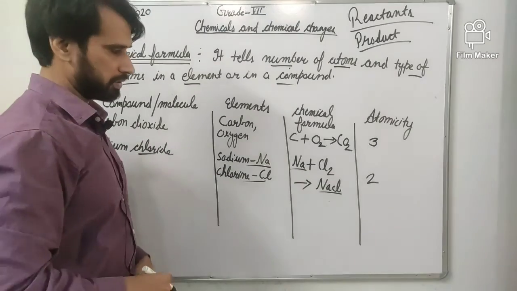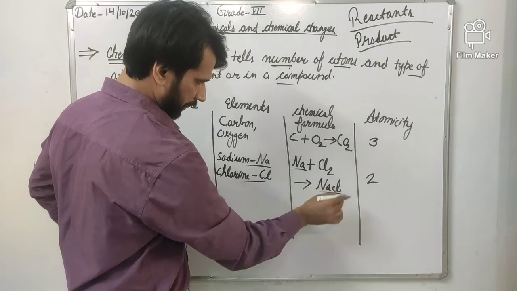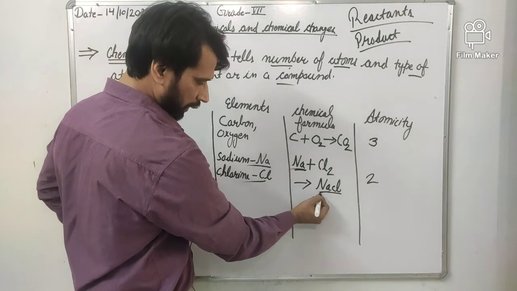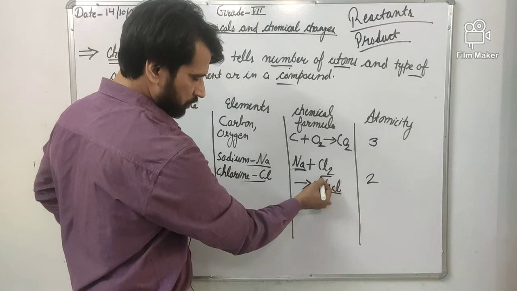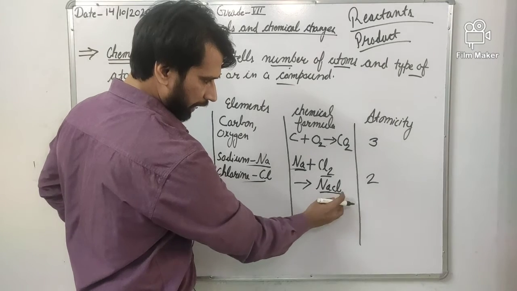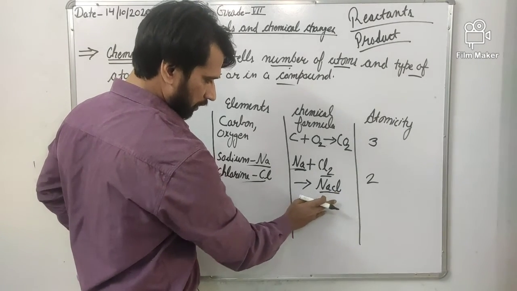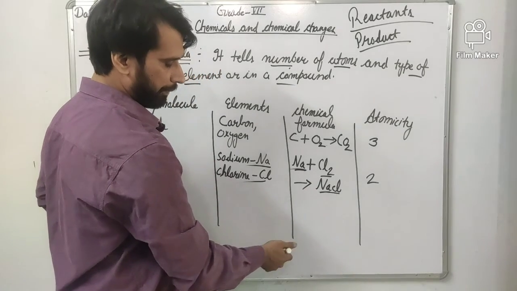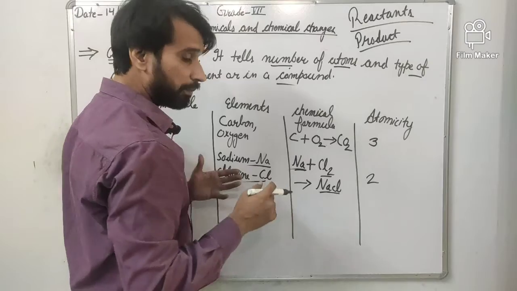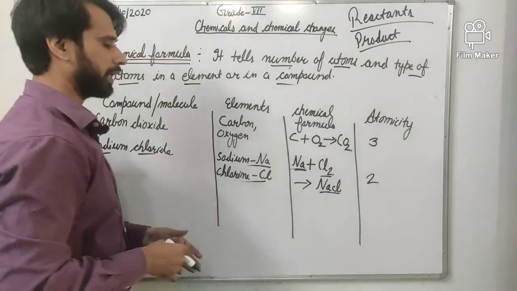This part is called balancing. Look here, in this chemical reaction there is only one Na, and here also one Na. There are 2 atoms of Cl, but in the product there is only 1 atom of Cl. So this is not a complete chemical reaction. It will be completed and the number of atoms will be balanced. How? It will be discussed in the next lecture.